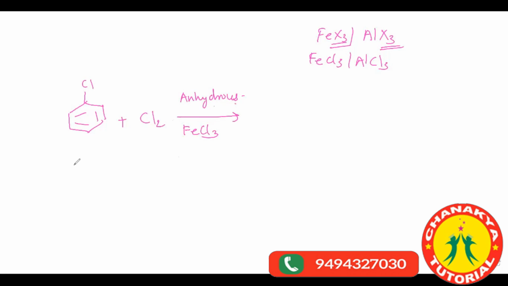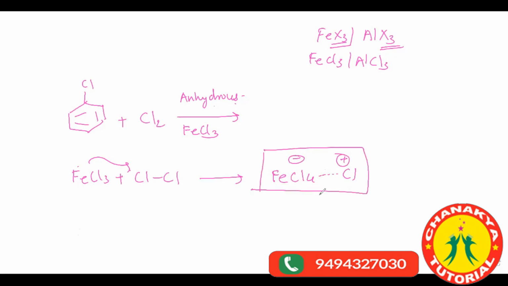So in the first step, what happened? When you add FeCl3 to Cl2, the Cl will form a bond with the FeCl3. So it will become like this. You will get FeCl4 bonded with Cl. So this is negative and this becomes electropositive. Clear? Understood? Now this reagent, the mediator reagent which has been formed, will react with your benzene ring.